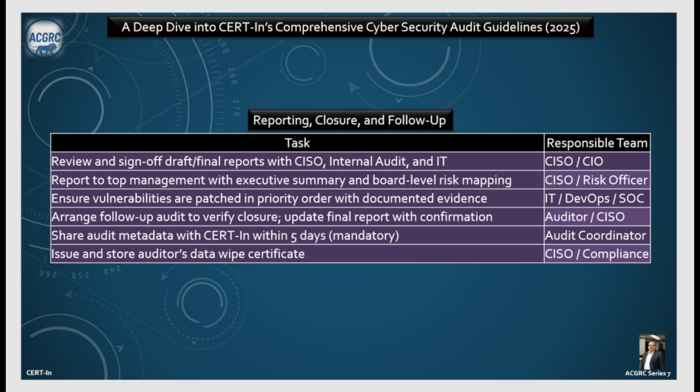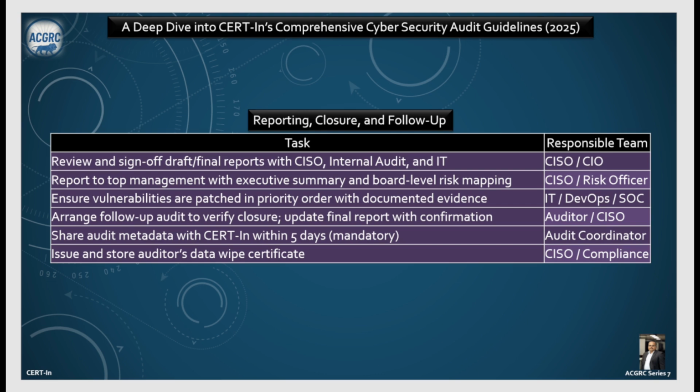Once done, we move on to the reporting, closure, and follow-up aspect. In this, you review and sign off the draft or the final report with CISO, internal audit, and IT. This is where your CISO and the CIO will come into play. Once done, you need to report to top management with executive summary and board level risk mapping. This is where your CISO and the risk officer will come into play.